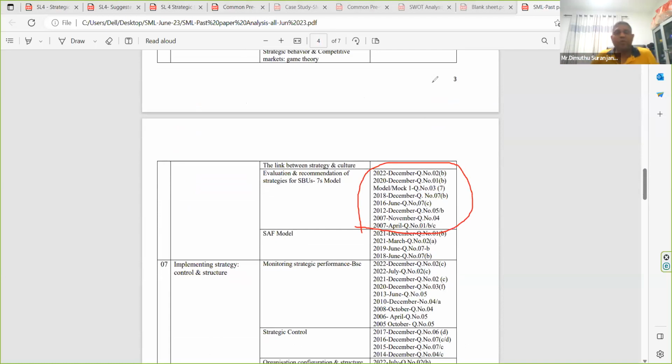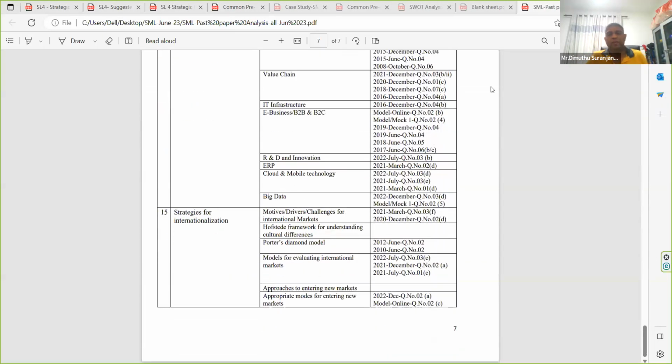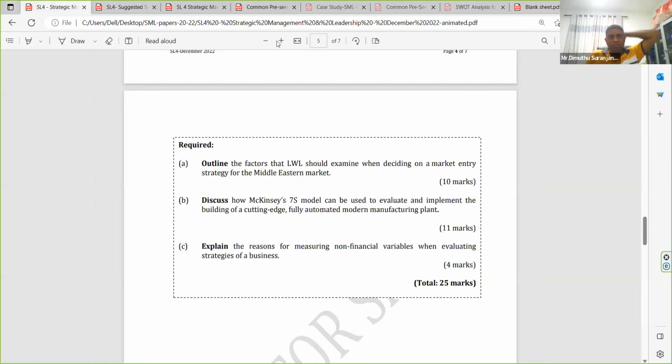For an exam like this, you have to identify what are the key models to be familiarized with, and then go for the exam. Otherwise, it will be a very hard experience for you. I just want to show you the importance of this one. This is the 7S model. So that has been tested openly in the exam.